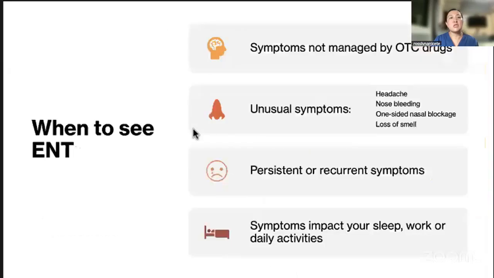So when do you need to see an ENT? If your symptoms are not managed by over-the-counter drugs such as antihistamines, cetirizine, Telfast, or decongestants such as Iliadine nose drops. Also if you have unusual symptoms such as headache, nosebleeding, one-sided nasal blockage, and loss of smell. And also when you have persistent or recurrent symptoms, and if the symptoms impact your sleep, your work, or your daily activities.